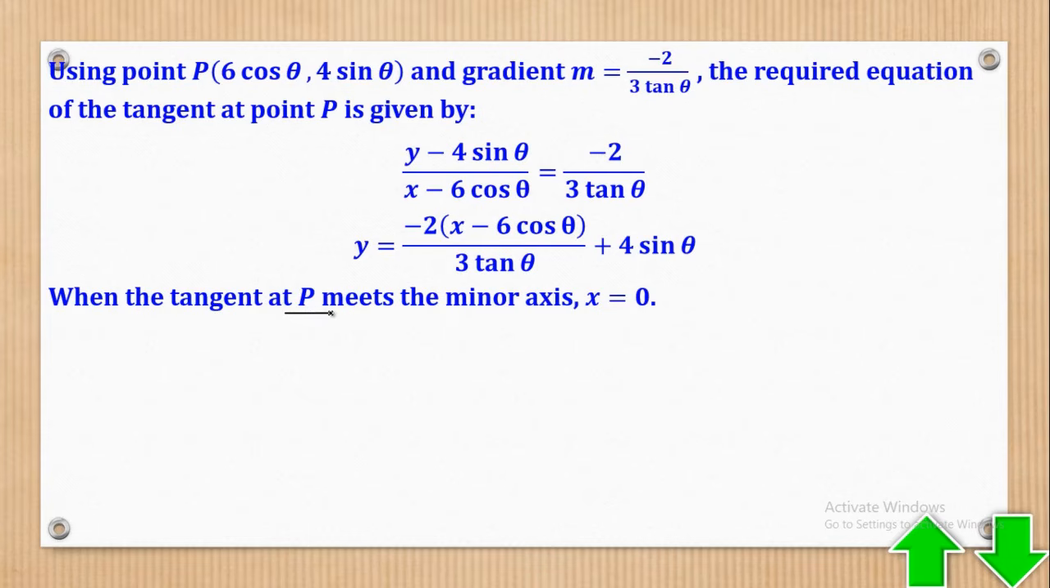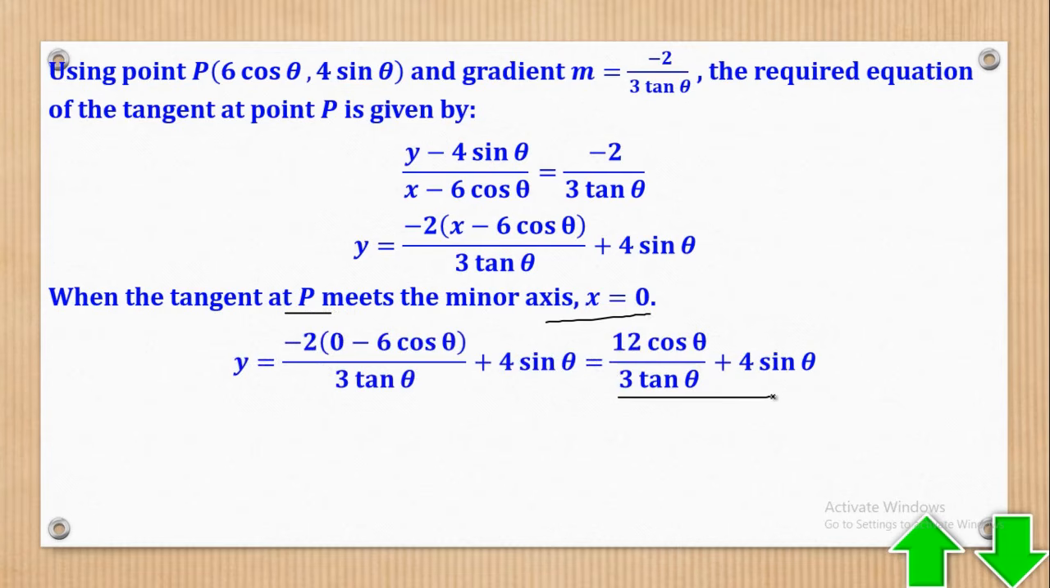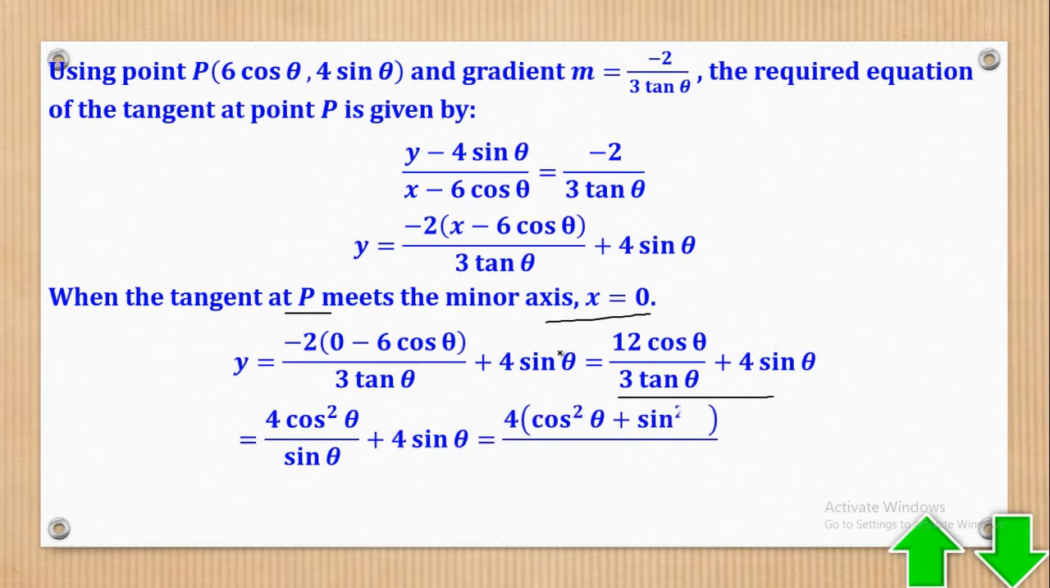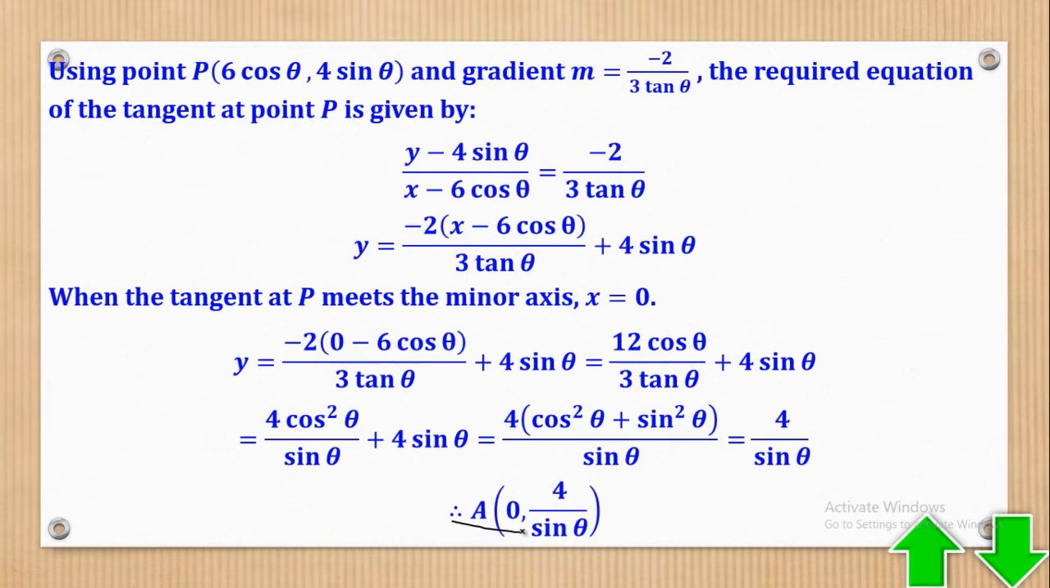Now when the tangent at P meets the minor axis, x is equal to 0. So when x is equal to 0, substitute for x and come up with this. So in the end, you shall come up with the value of y as that. Therefore, A is equal to that.